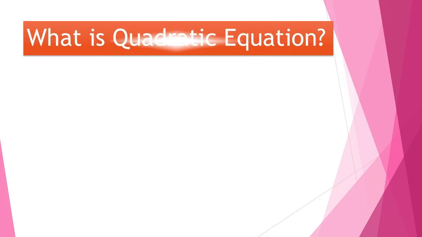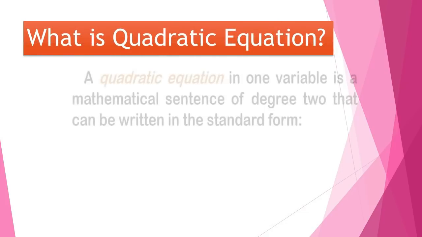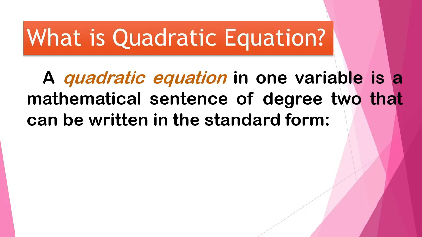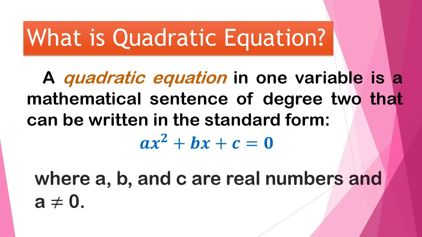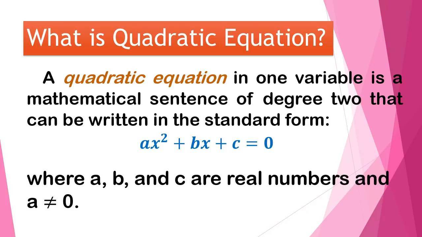So now let's proceed. Let's discuss a quadratic equation. What is a quadratic equation? A quadratic equation in one variable is a mathematical sentence of degree 2 that can be written in the standard form ax squared plus bx plus c is equal to 0, where a, b, and c are real numbers and a is not equal to 0. So, automatic yun. Hindi pwedeng maging 0 ang value ni a.